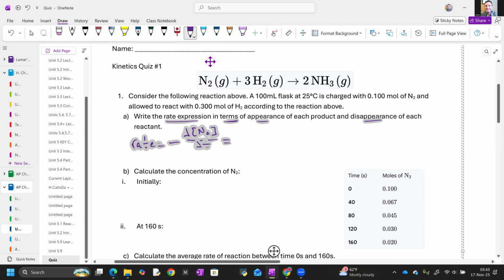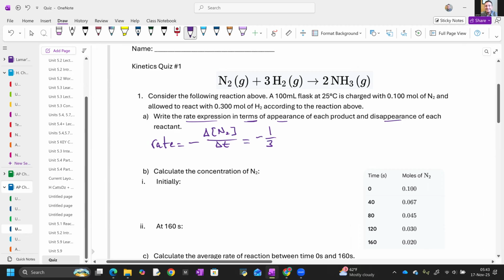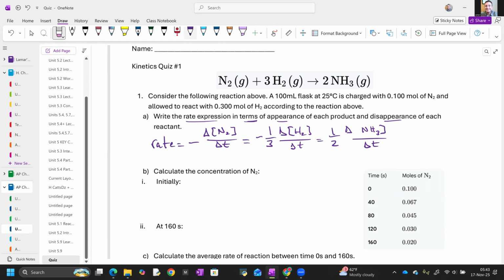Now, here we're going to still make that negative. So that's still going to be negative, but it's going to be negative 1/3 the change in the concentration of H2 with regard to the change in time. And then we're going to do the same thing for NH3, except NH3 is a product. And so we're going to put 1/2 the change in the concentration of NH3 with regard to the change in time. All right, and so that's what that is there. And just to make sure that is a clear bracket, there we go.